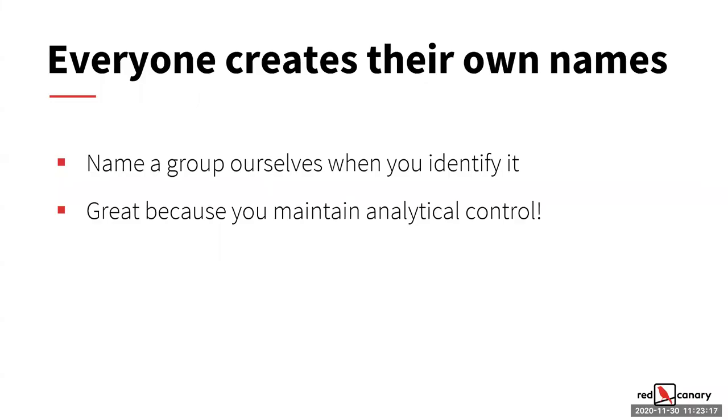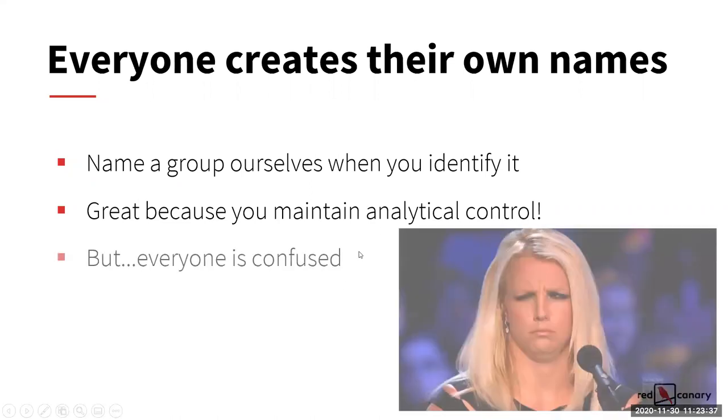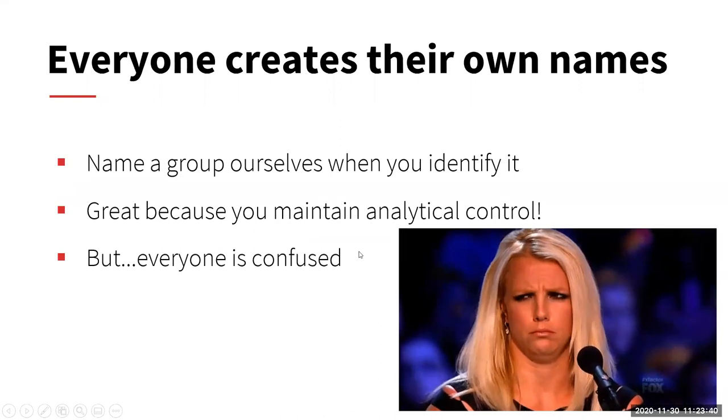All right, so we talked about how everyone might have different visibility and different methodology. So everyone has created their own names. Great, we see something and we identify a cluster of activity using a diamond model or whatever methodology, and makes sense. We maintain analytical control by naming it ourselves. So let's do that. But then everyone is incredibly confused because we have 11 billion names. That's a scientific fact. 11 billion is the approximate number of names that we have for different groups.